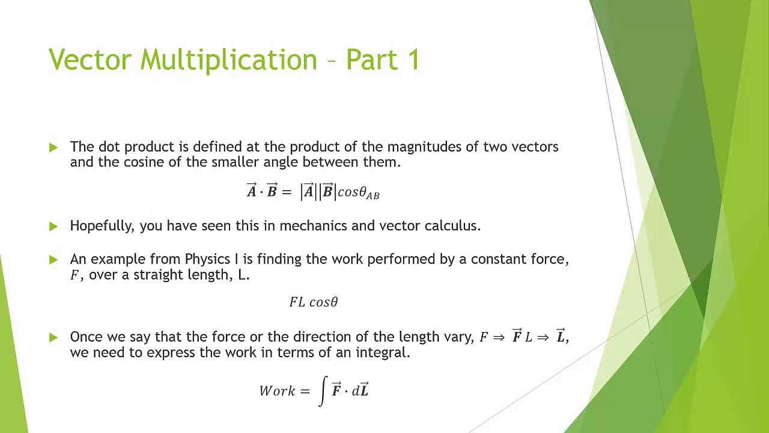Our dot product, which hopefully you've seen before, this shouldn't be your first time seeing the dot product, is defined as the product of the magnitudes of two vectors and the cosine of the smaller angle between them. The form that it's normally written as is A dot B, which is how it's read, is equal to the magnitude of A times the magnitude of B times the cosine of the smaller angle between them. Pretty obvious. An example that people normally see first is when talking about work calculations in physics.